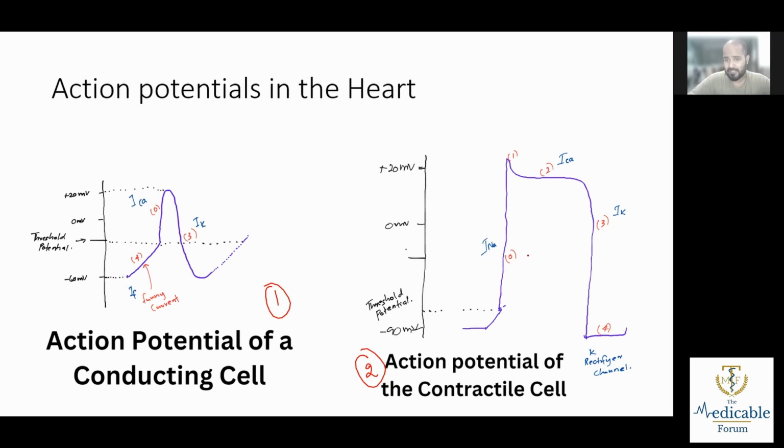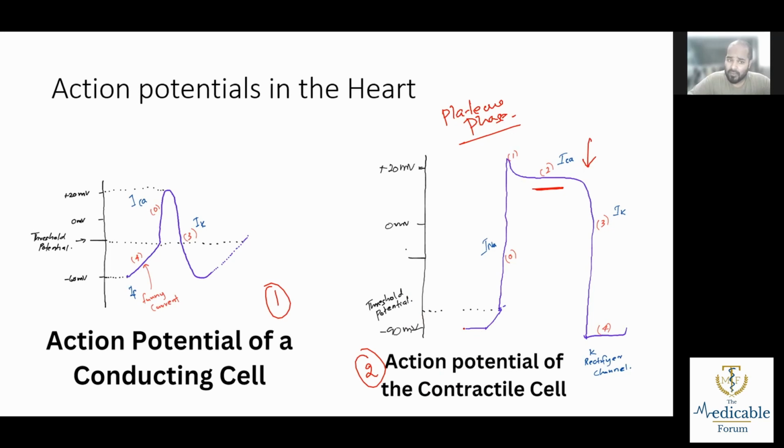But look at this. The difference is that there is a plateau phase in the contractile cell, which allows more calcium to flow inside the cell, because we need calcium to aid our contraction, to make it more powerful, which I'll be talking about when I'm dealing with excitation contraction coupling. So just keep in mind that that is the main difference in the action potentials of the contractile cells.